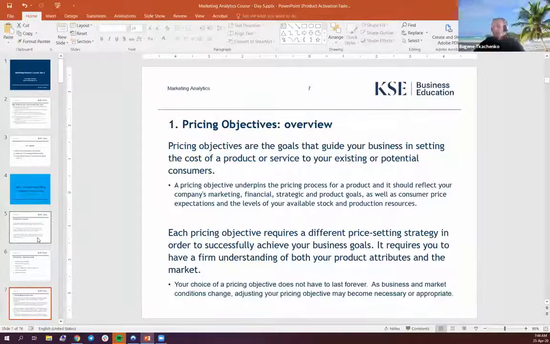Each pricing objective requires a different price-setting strategy in order to successfully achieve your business goals. It requires a firm understanding of both product attributes and the market. So basically, the choice of your pricing objective doesn't have to last forever. Once you see that, for example, you have acquired the desired market share, or you see that there is a dramatic shift in the market.